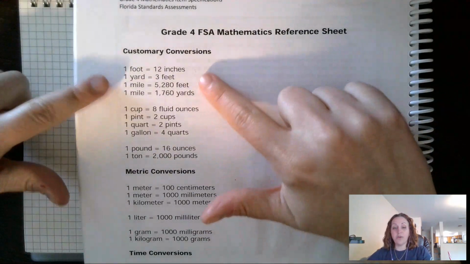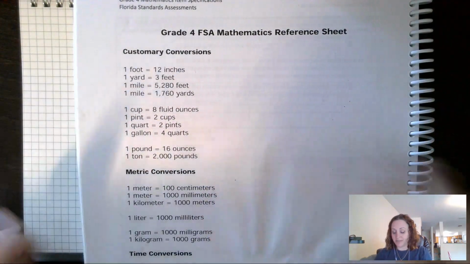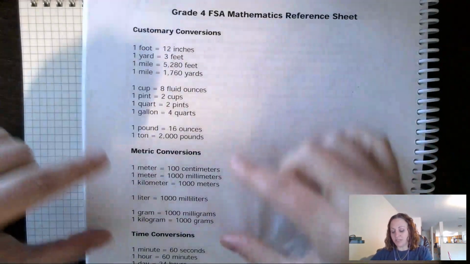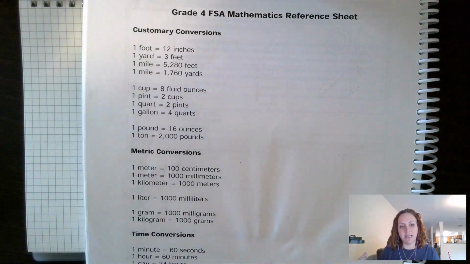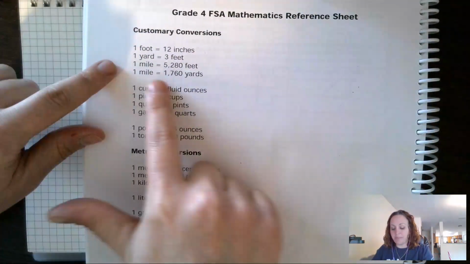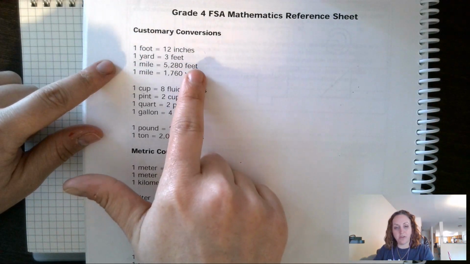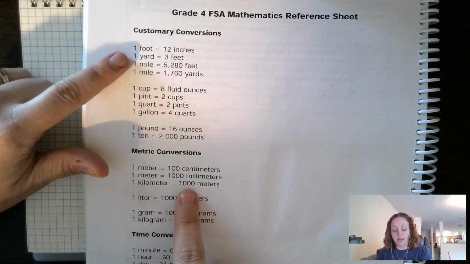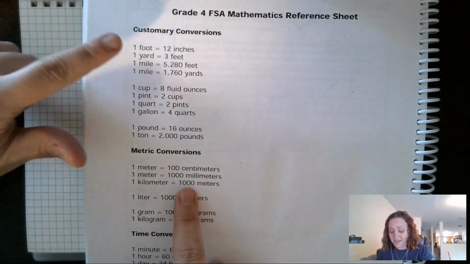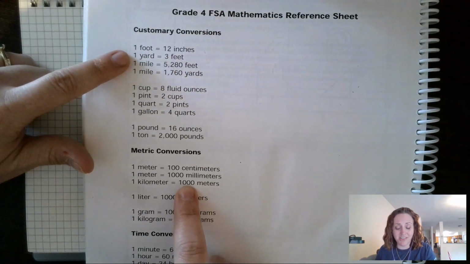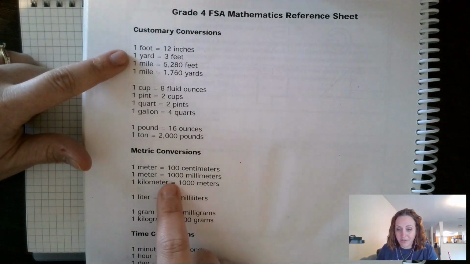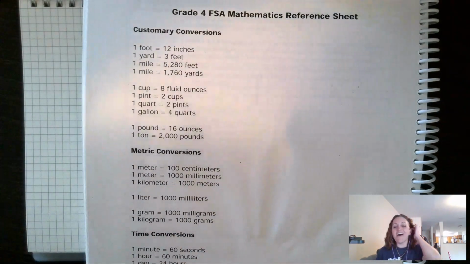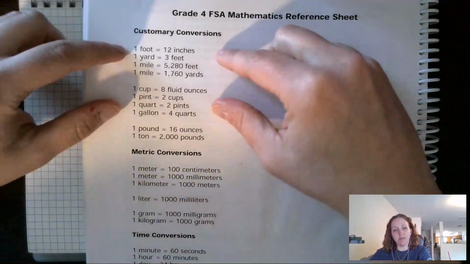So we're going to start out with customary measurements, and then you'll see we have metric measurements. Now, customary measurements and metric measurements are both measuring the same thing. These measurements right up here, feet, inches, yards, and miles, are similar to meters, centimeters, and kilometers. The customary measurements are how we measure things in the United States. Metric is used in most of the rest of the world. Okay, so we use the customary measurements in the United States.